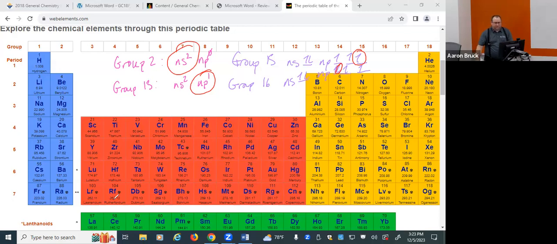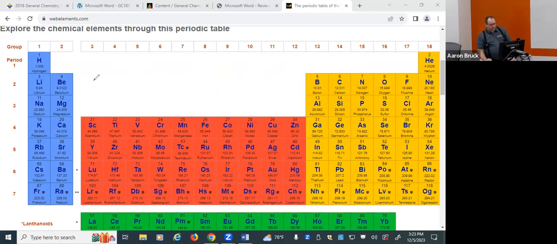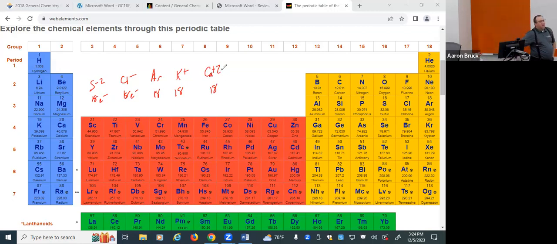So if I have a whole bunch of things that have 18 electrons in them, so just by example here, let's say I had the sulfide ion, the chloride ion, argon, potassium ion, and calcium ion. Well, all 5 of these have 18 electrons in them. They all have the exact same electron configuration. How do I know which one's bigger and which one's smaller? Attraction.